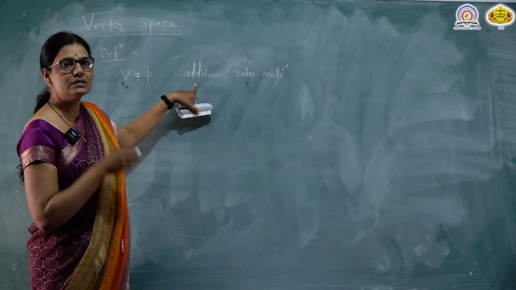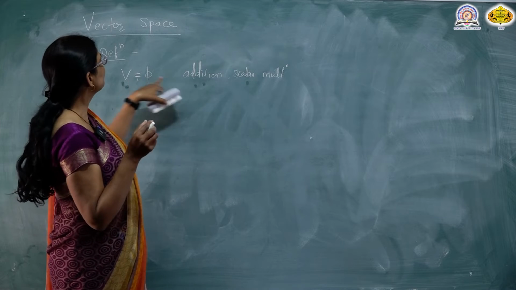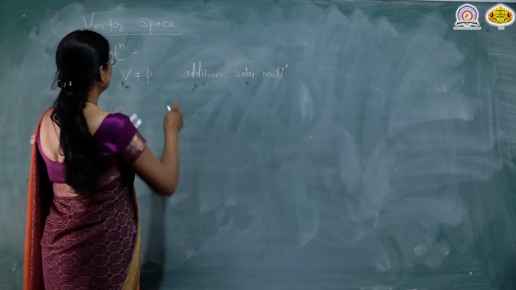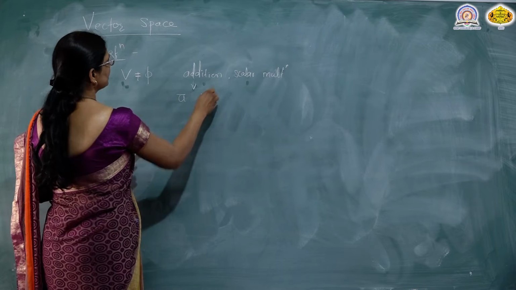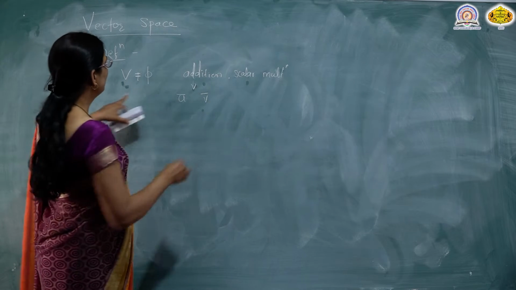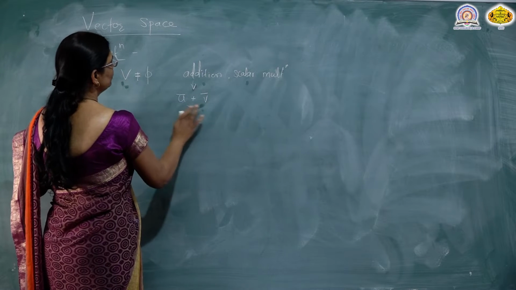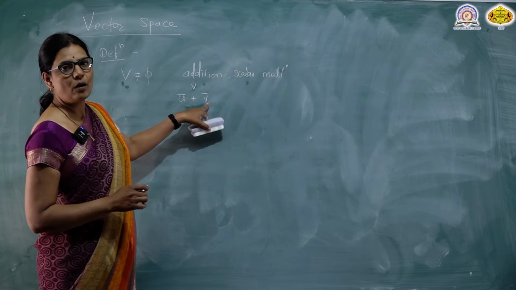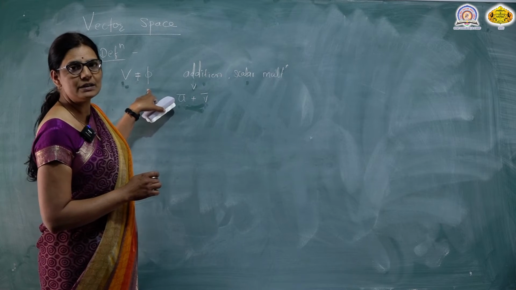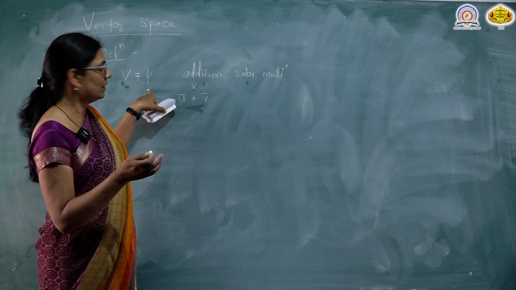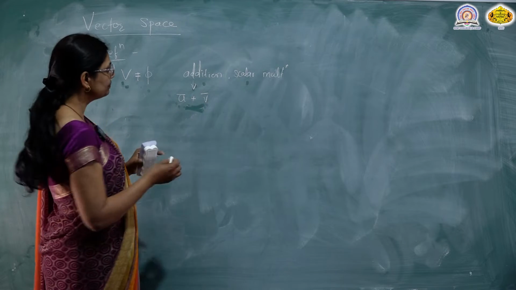Addition is a rule which associates every ordered pair of two elements of V with u plus v. That is, suppose u bar and v bar are elements from V. These two elements are associated with the element u plus v. This is the sum of these two objects, the elements of V. Now, elements of V are known as vectors, and they are denoted by these symbols.